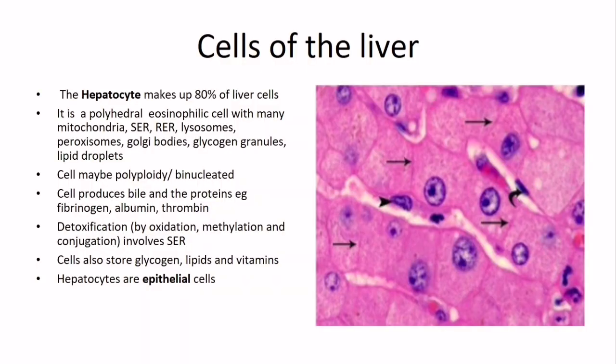So for the cells of the liver, hepatocytes make up 80% of the liver cells. This hepatocyte is an eosinophilic cell with abundant mitochondria. It also has smooth endoplasmic reticulum, rough endoplasmic reticulum, and all other components of the cell. It has a rounded nucleus, which may be euchromatic, and it also presents as polyploidy. About 50% of the hepatocytes are binucleated.